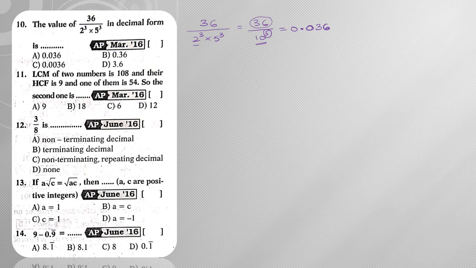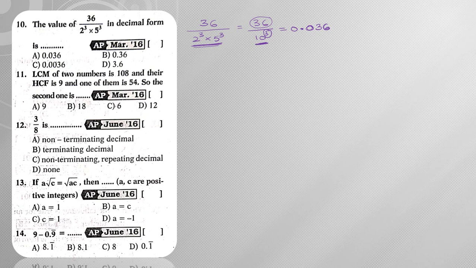So here you need to observe it carefully. Here we can cancel it out, but there is no use of cancelling, because when you multiply 2 power 3 into 5 power 3, you are going to get 10 power 3. So division with 10 is very easy. So that is the reason why we did not cancel here.